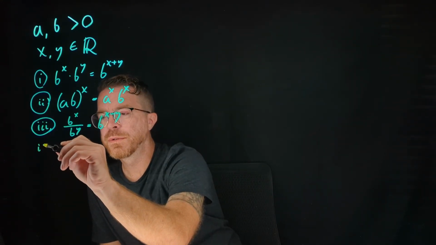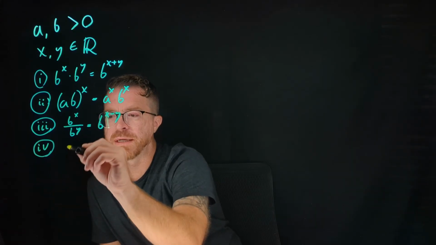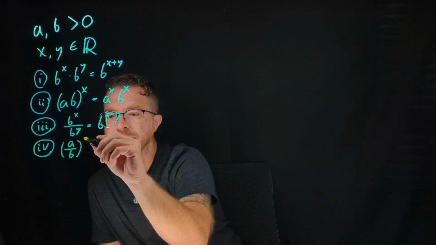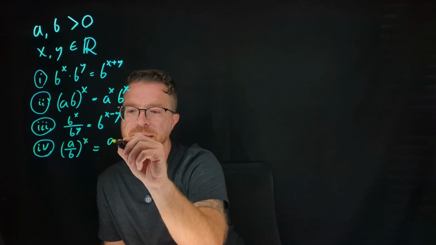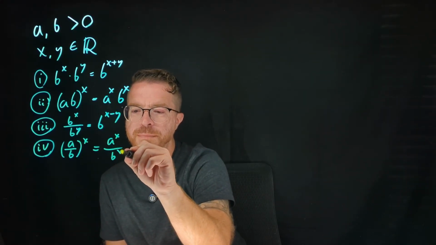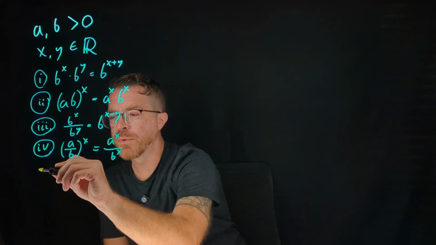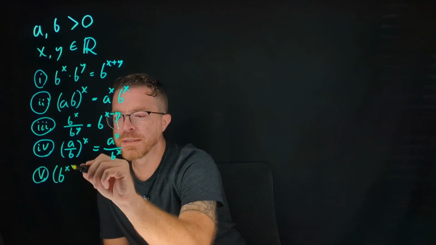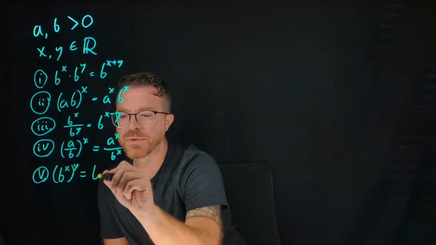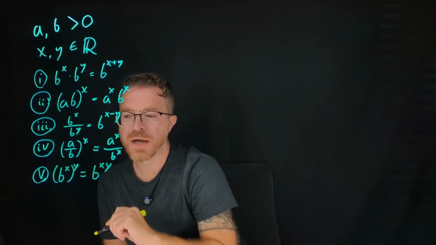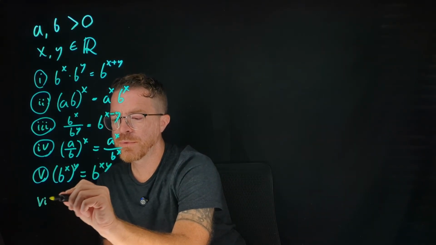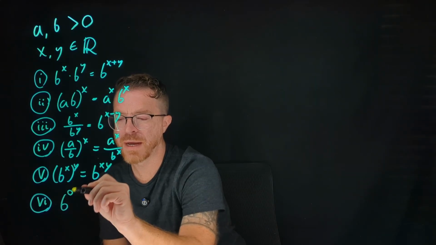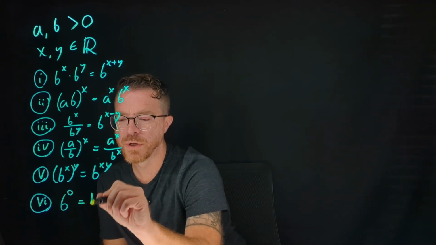Our fourth rule is going to be that if we have some constant a divided by some constant b, and this is taken to the x power, this is the same thing as saying a to the x over b to the x. Our fifth rule is that if we have b to the x power taken to the y power, this is equal to b to the x times y power. Our sixth rule is going to be that if we have any constant to the 0 power other than 0, this is going to be equal to 1.